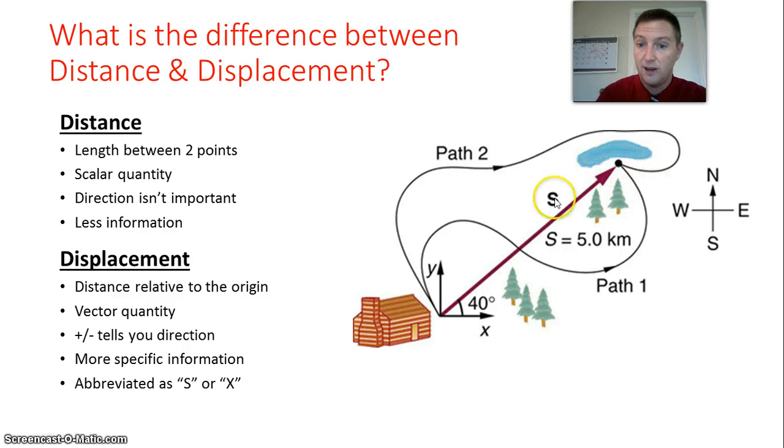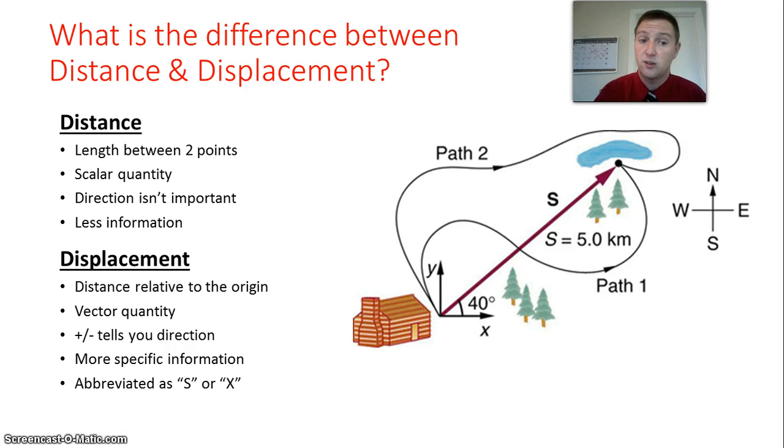So I can go from the house to the lake a number of different ways. However, what do I really care about? I care about how far away it is, and when I get there, how my placement has changed, how I have been displaced. So I'm changing my place, and I start here and I end there. Displacement is about the starting and the ending points. It's a position relative to the origin.